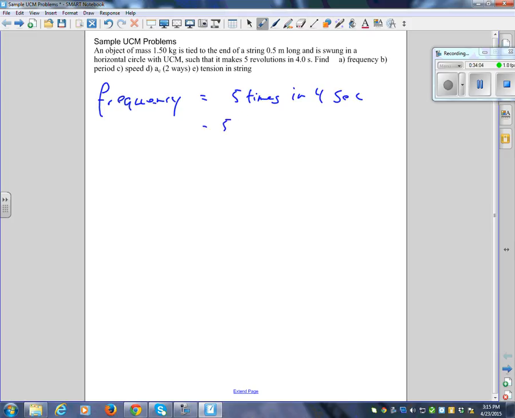5 divided by 4, or 1.25, right? 1.25 what? Do you know? You could write it as revolutions per second, but the correct unit for frequency is hertz, Hz.